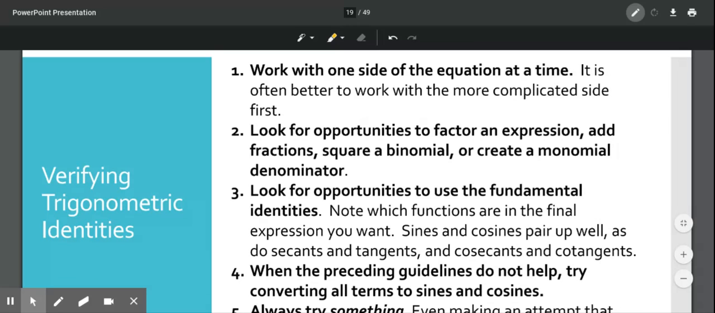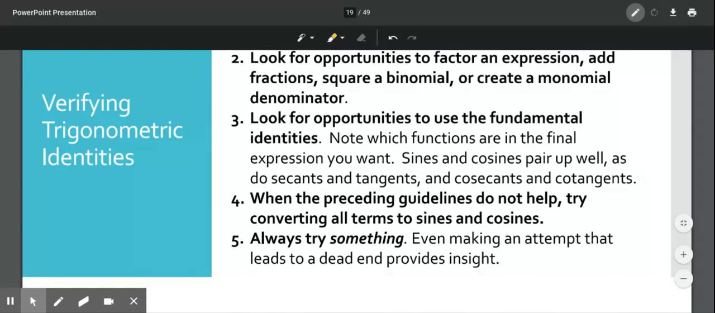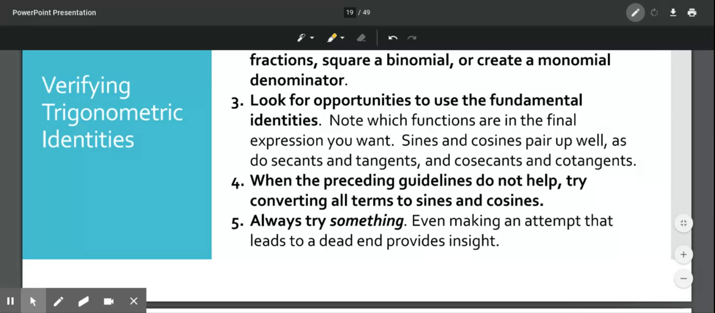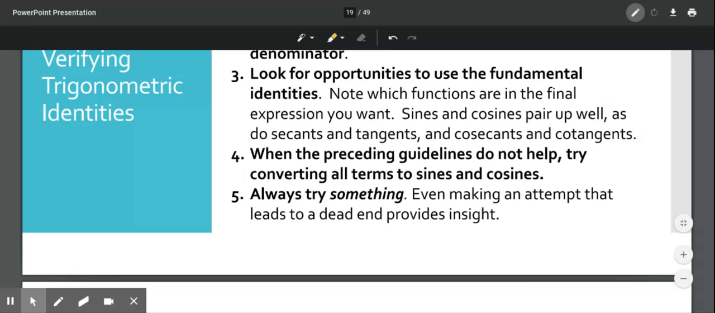Look for opportunities to use your identities. And some of that is look to see where you want to end up, and sometimes that can help you pick the identity that you're going to choose. Sines and cosines tend to pair up well. Secants and tangents pair up well, and cosecants and cotangents pair up well. And then when all of those ideas don't help, maybe try converting everything to sines and cosines. But the key is you need to always just try something.